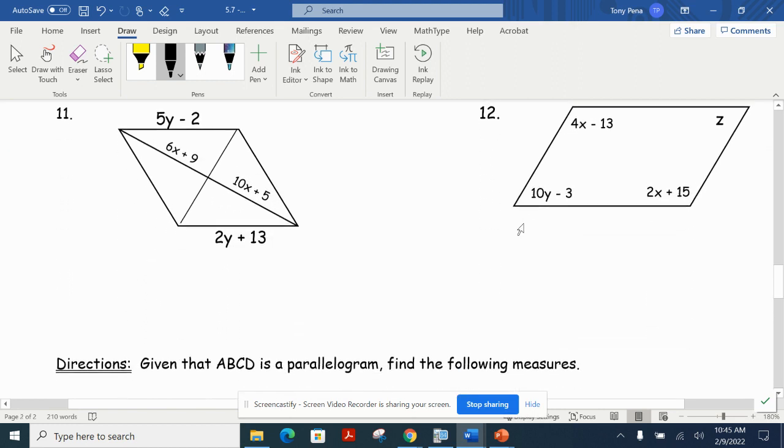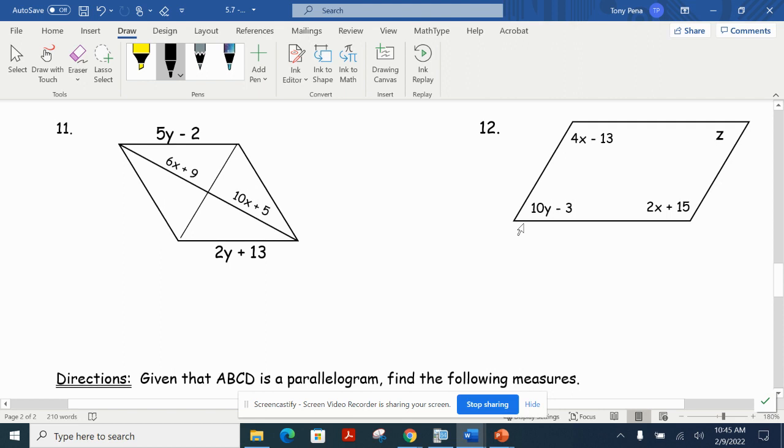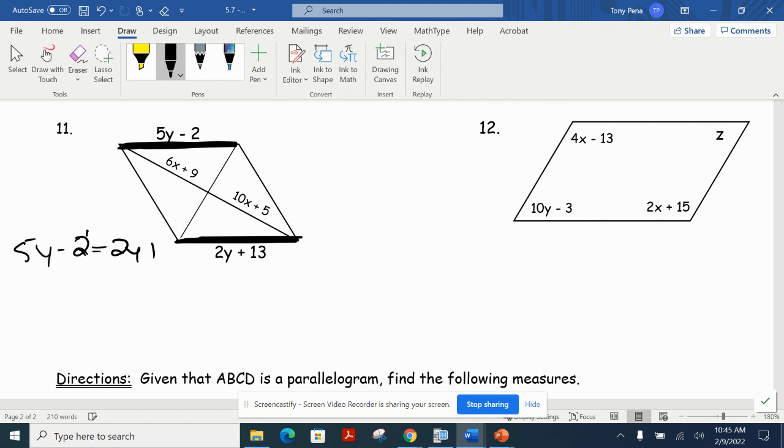All right, number 11. The y's are pretty straightforward. If you look at the y's and how they relate to each other, aren't the y's labeling opposite sides? All right, and we know opposite sides are congruent. So that one is pretty straightforward. Those have to be congruent to each other. Once you have your equation, just again, work your way through solving that.